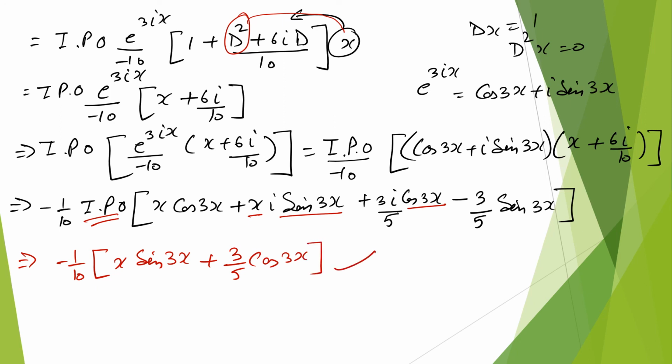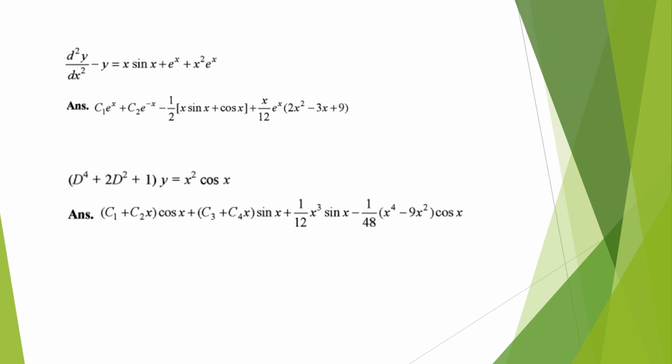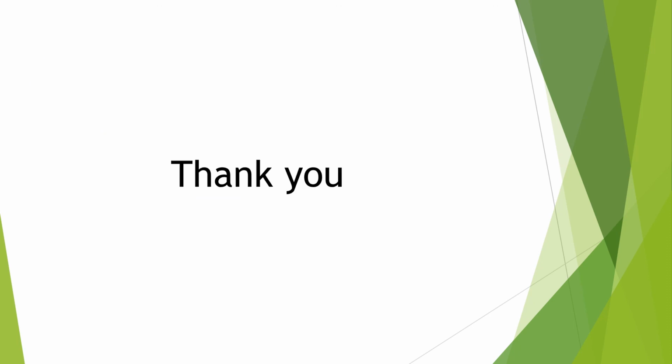So this is PI1. You have to calculate PI2 for this question, and your final solution will be CF plus this PI1 plus PI2. Now you have to solve these two questions by yourself. For this you have to use the rule which I have taught in this lecture. E to the power ax was solved previously, and this is also solved previously. The solution of this question is this. Similarly, for this portion you have to use the rule taught in this lecture. Thank you.